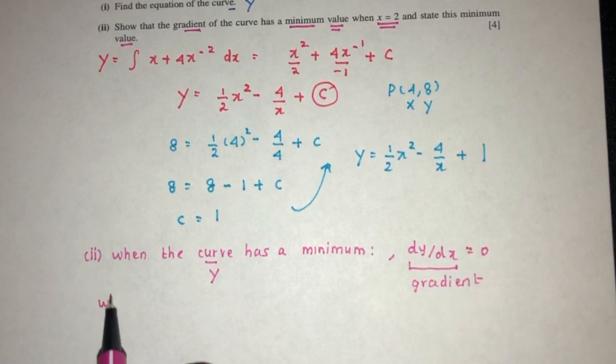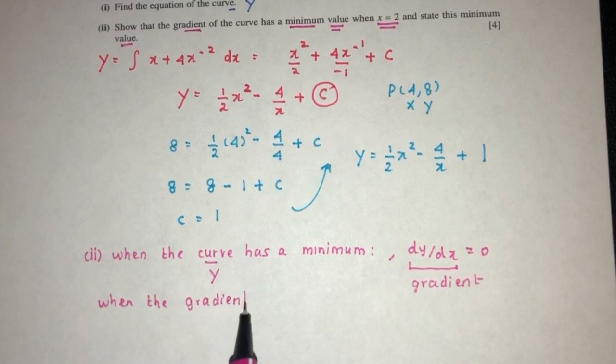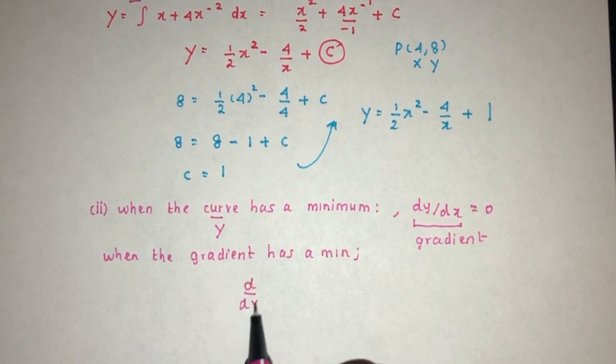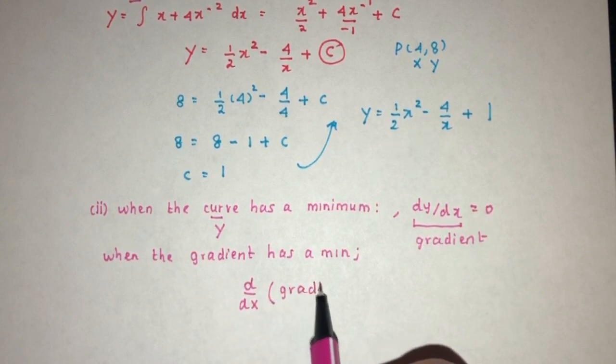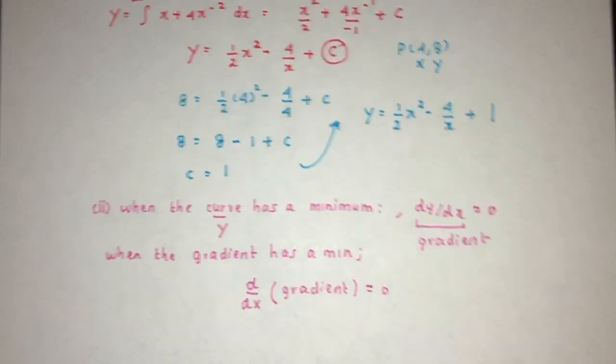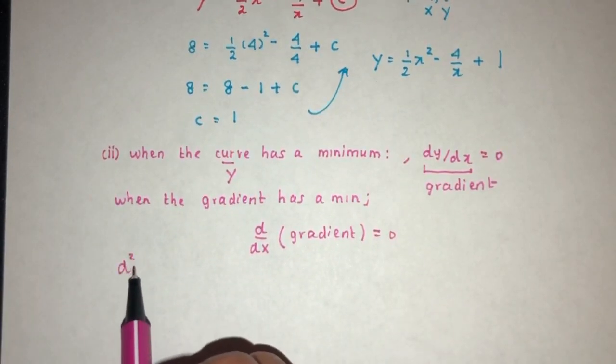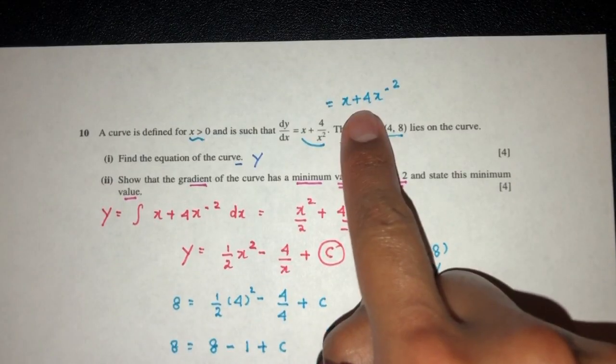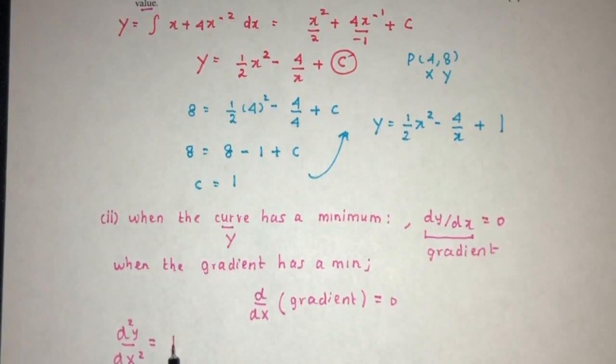So now when the gradient has a minimum, what do we do? We differentiate the gradient and we equate that to 0. So we have to find d2y by dx2. That is what? Let's see. So here we have to differentiate this. That will become 1 and minus 8x power minus 3. That should be 1 minus 8 over x cubed. Now equate that to 0.